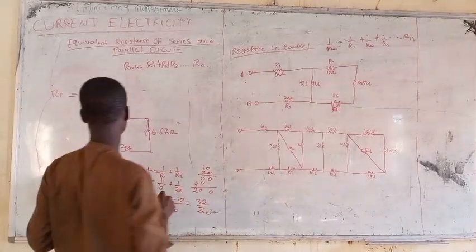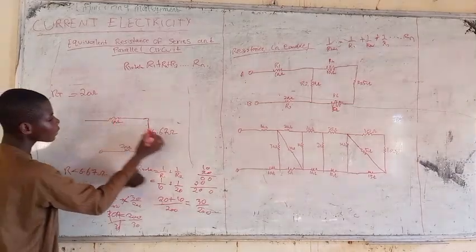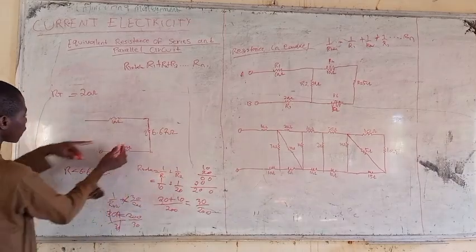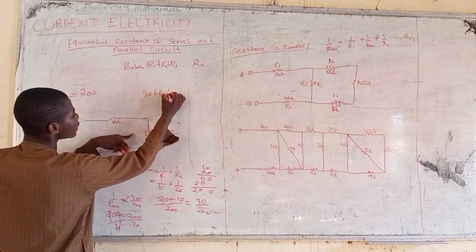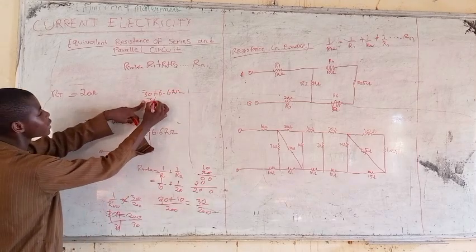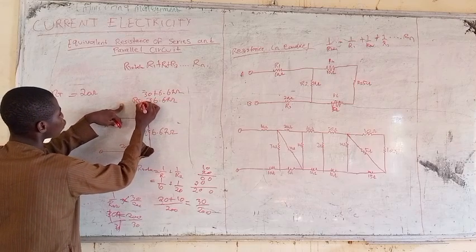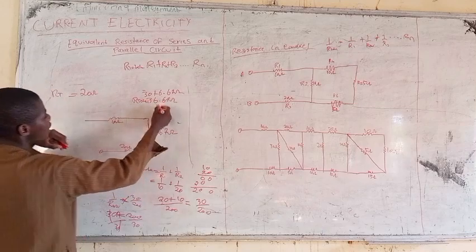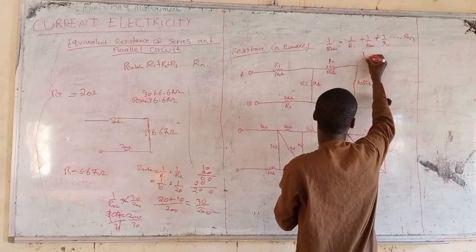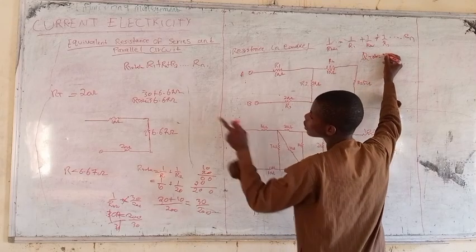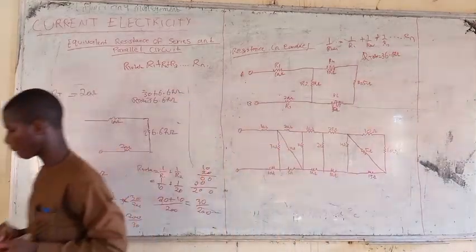The one thing we have to do to complete the question is just to find the total resistance. 10 plus 6.67 plus 20: 20 plus 10 gives us 30, plus 6.67 ohms, it will give us 36.67 ohms. So therefore, our total resistance, our R total for this question, is 36.67 ohms.